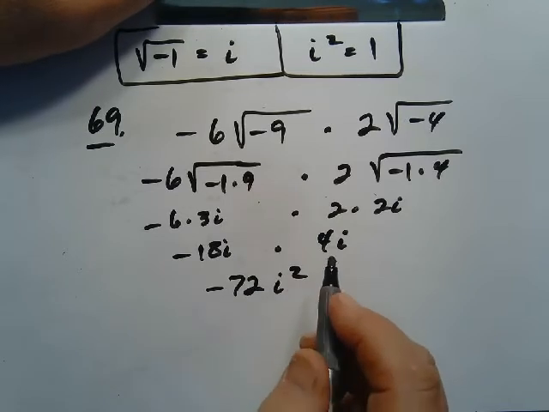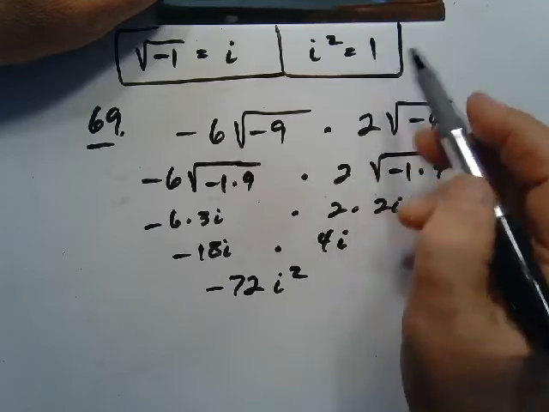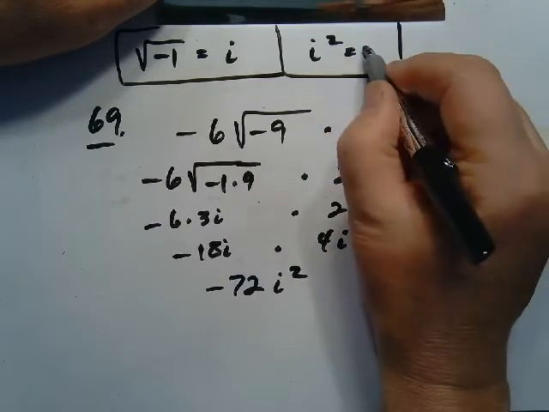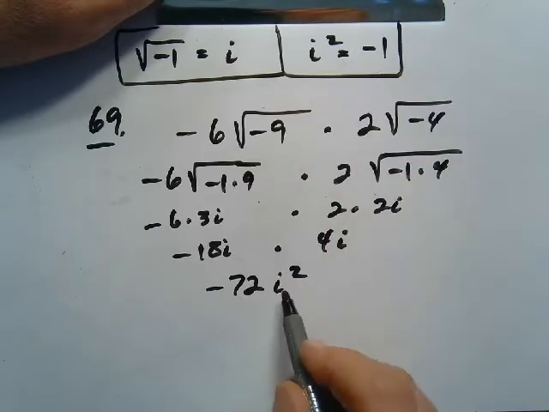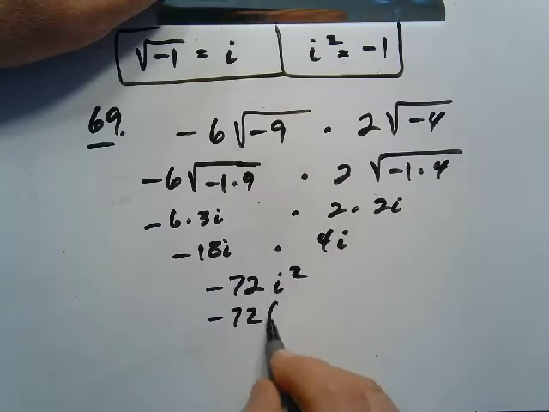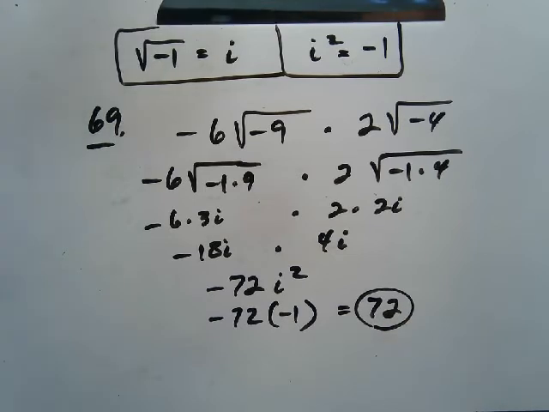Now when I multiply these together, I get negative 72i squared. Well, don't forget that i squared is really a negative, whoops, it should say a negative 1. I did that yesterday too. That's a negative 1. i squared is a negative 1. So this is negative 72 times a negative 1, or the correct answer here is 72.